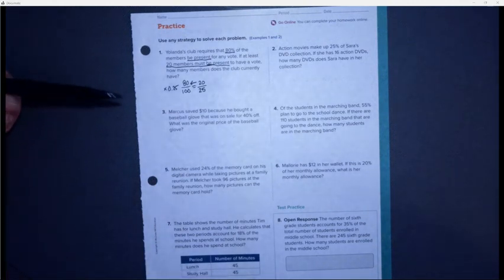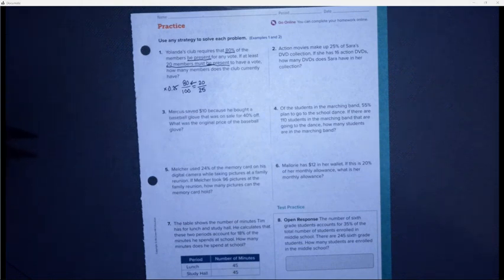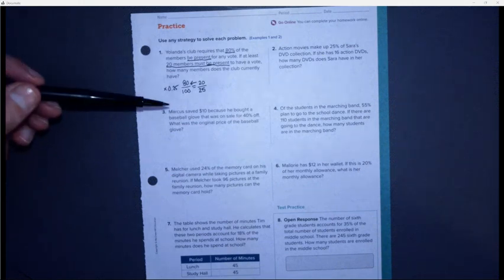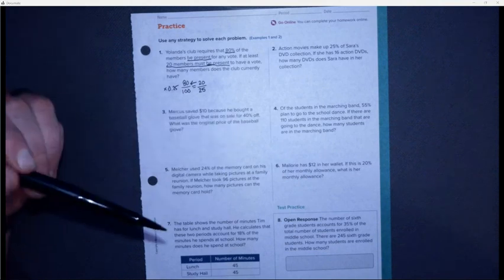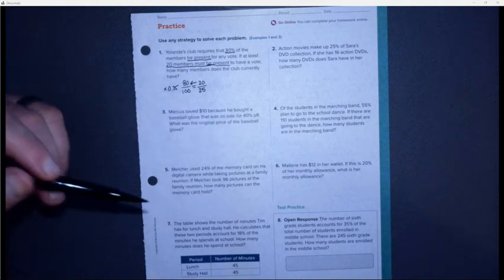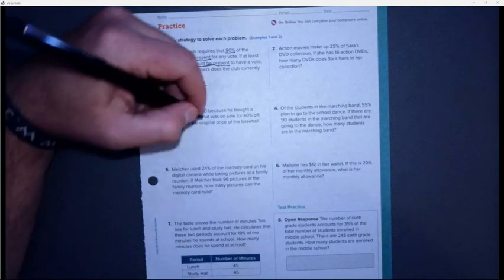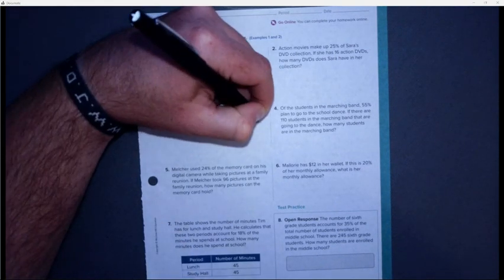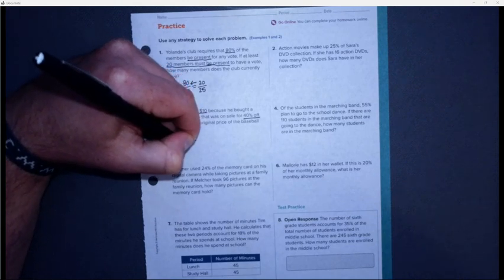Let's look at number 3. Marcus saved $10 because he bought a baseball glove that was on sale for 40% off. What was the original price of the baseball glove? So Marcus saved $10 because the glove was on sale for 40% off. So that's what he saved. He saved 40% and he saved $10. So those two things go together. 40%, 40 over 100.